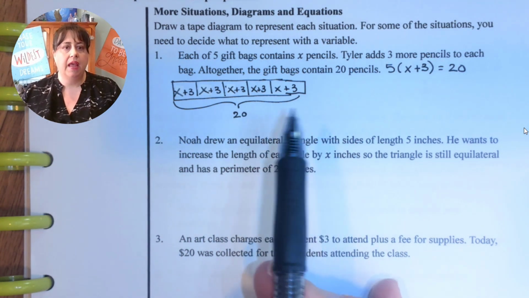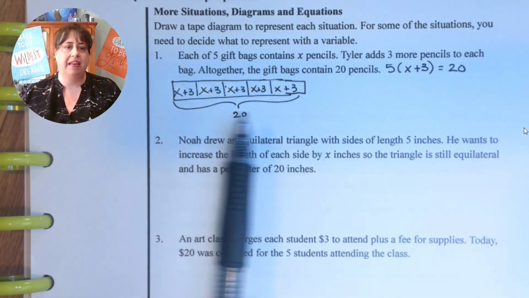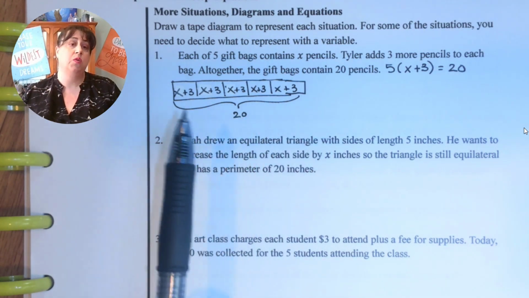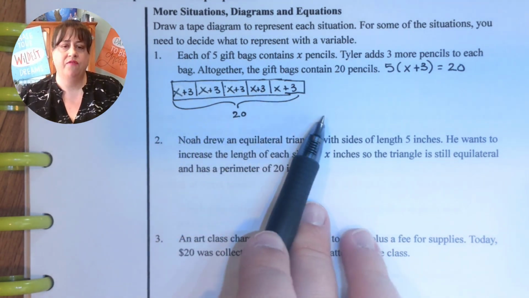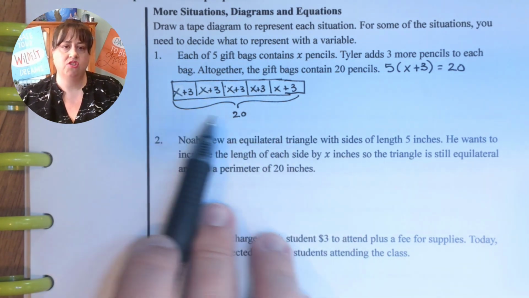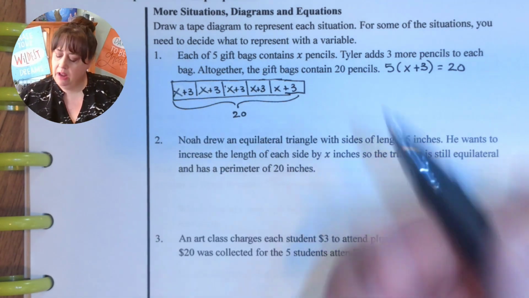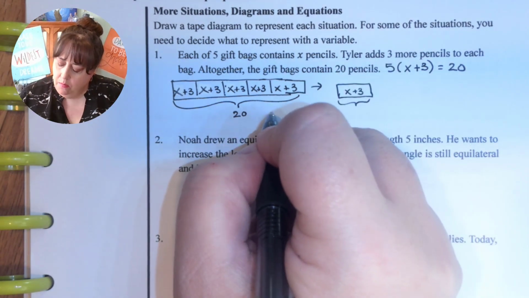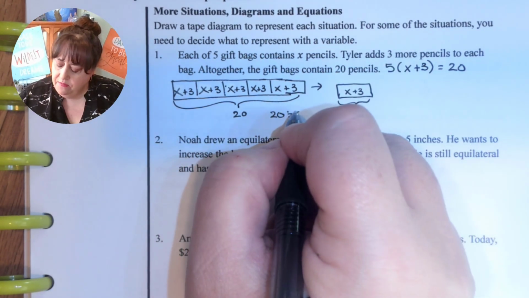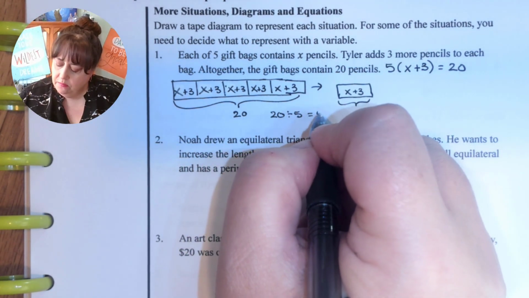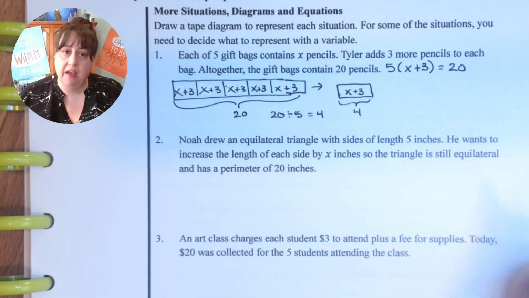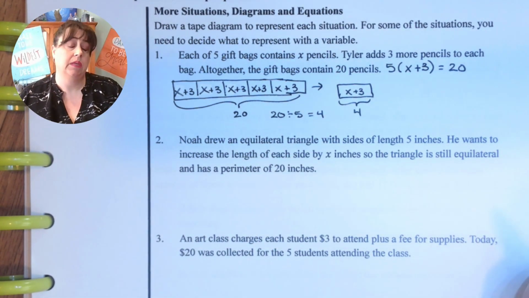Okay, so now we know that we can decide what is one bag. Since we know we have 5 bags and there's 20 in total, let's find out how much is in one bag. Well, 20 divided by 5 is equal to 4. So one bag must have 4 pencils in it.